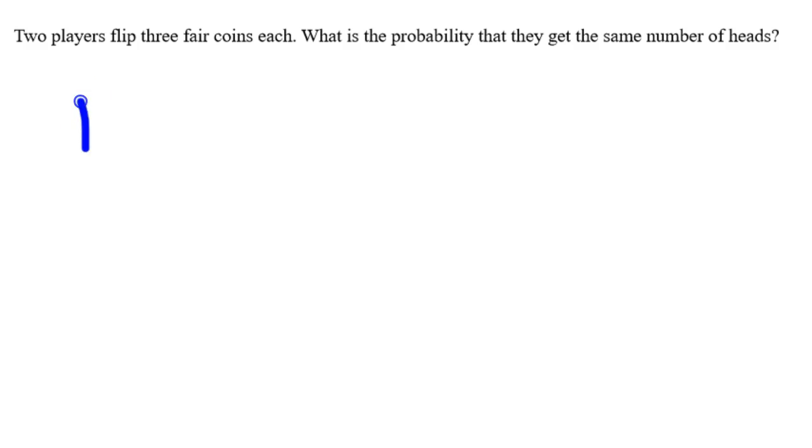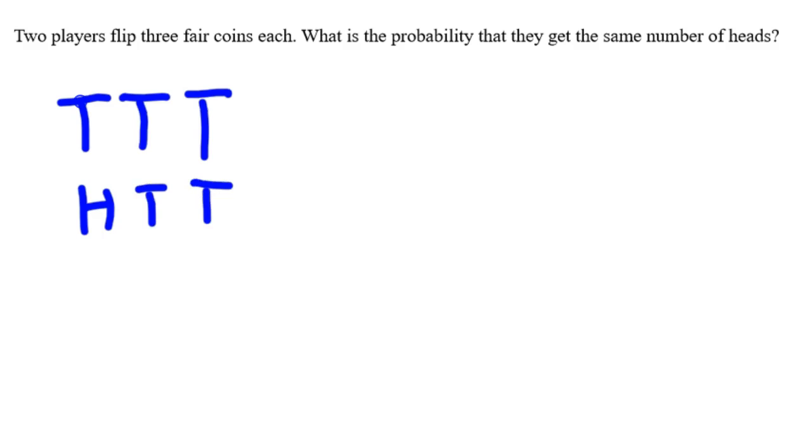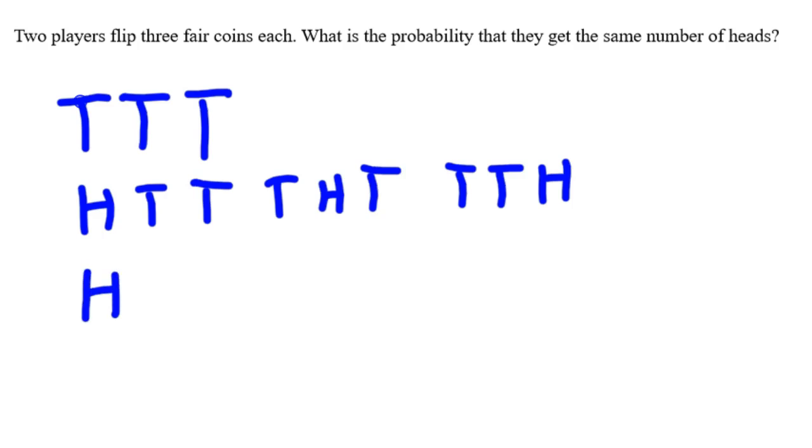Well, you could get all tails, or you could get one head, which would be head, tail, tail, or tail, head, tail, or tail, tail, head, where you get the head on the third flip. You could have 2 heads. You could have head, head, tail. You could have tail, head, head.